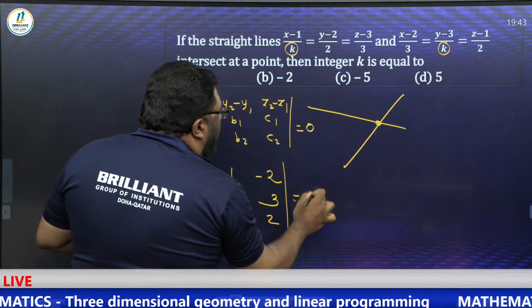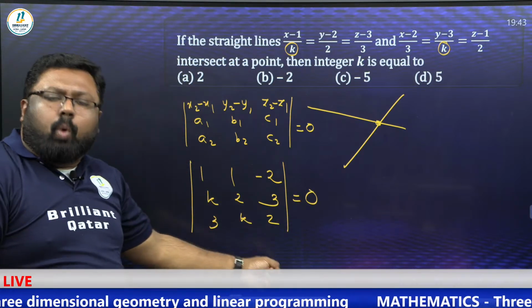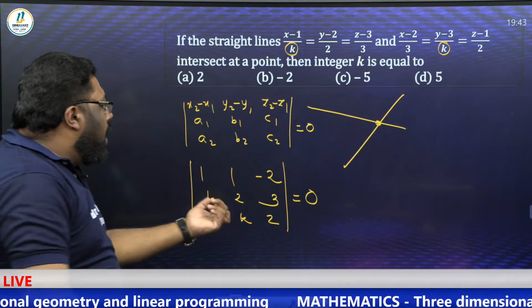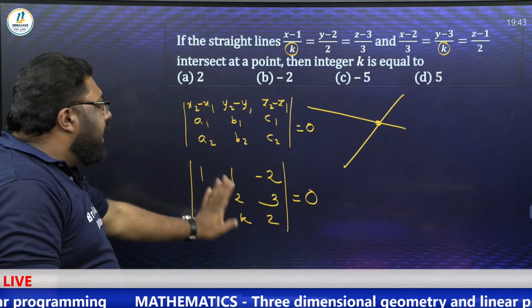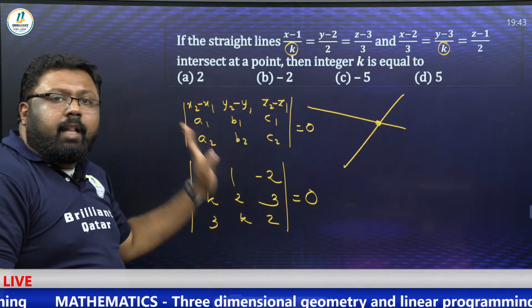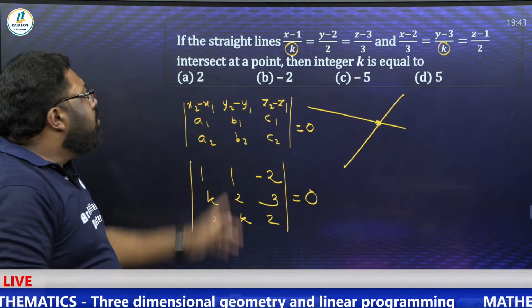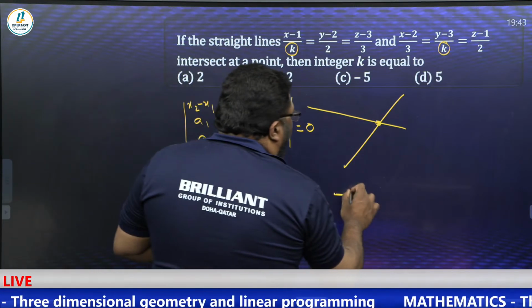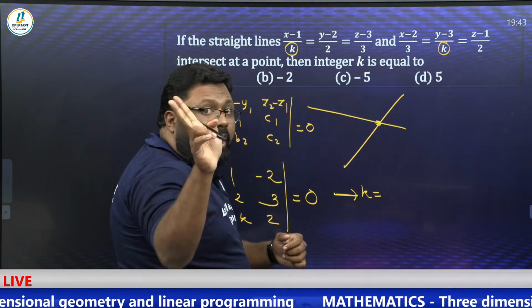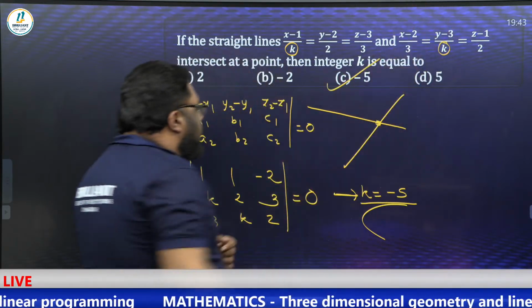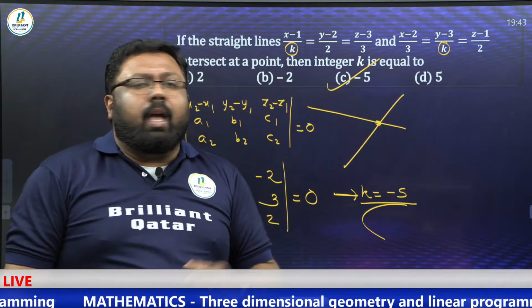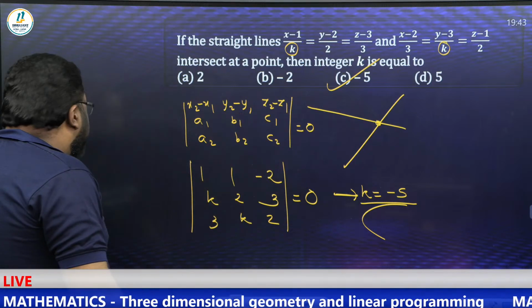Determinant. You solve this determinant, you will get a quadratic equation. I'm not wasting my time to solve this now. You can simply cross multiply and solve it. You will get a quadratic equation, and from that you must solve for k, and you will get two different values, but only one of them is in the options, which is minus 5. k is equal to minus 5. Very clear and very important.